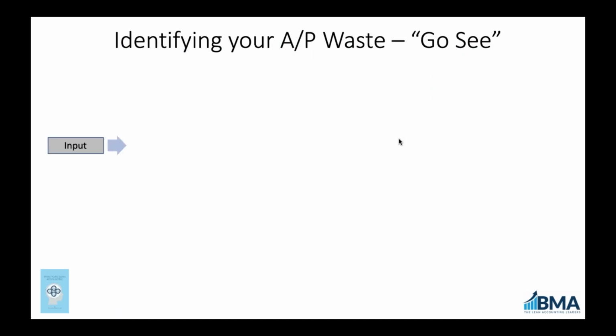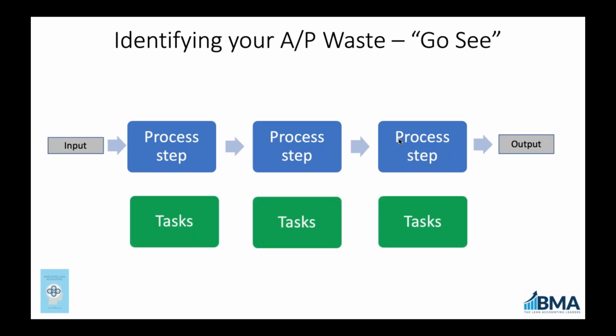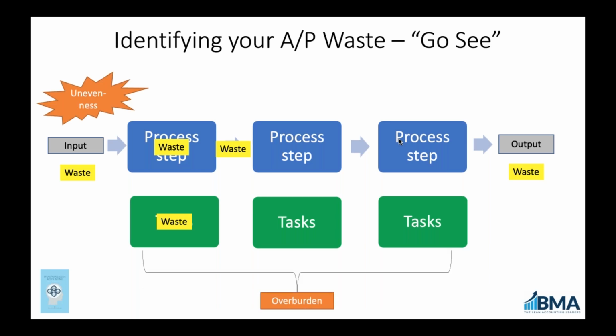The next step is to go see where the waste is. This is a graphic representation of any process. You have an input, you have process steps, there's some output. So we receive an invoice, it gets processed, we eventually pay that invoice. Within each process step, there are a lot of tasks. How do we perform the process step? What are the keystrokes to enter and the screens to use in the system to get the invoice entered? The issue is that the waste may not be thoroughly visible, okay? It can be hidden in normal everyday activities, and that can create unevenness and also overburden.